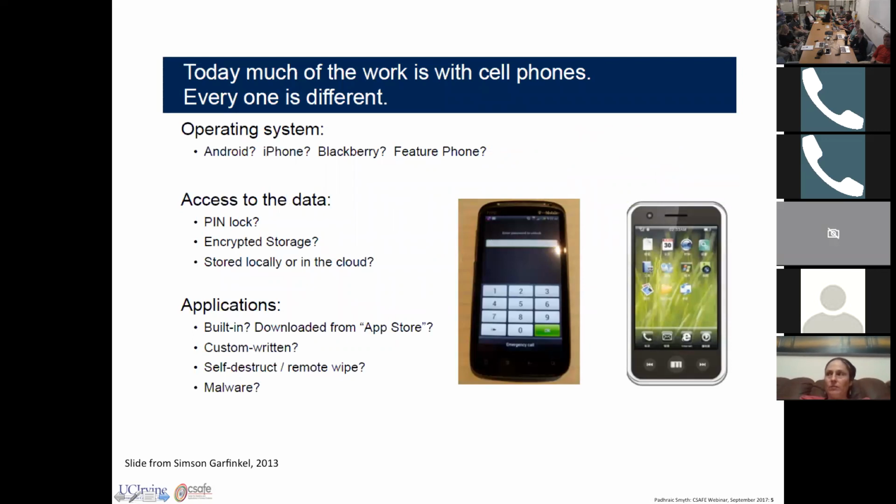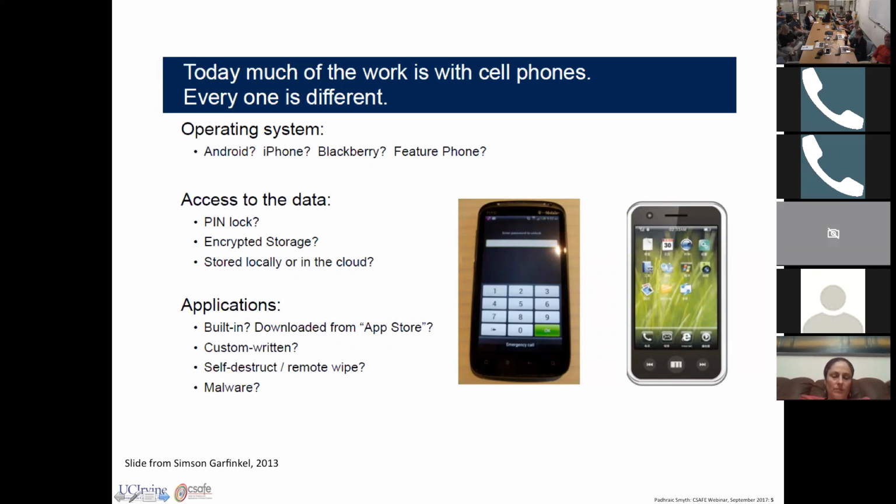As an example, this is a slide from Simson Garfinkel. If you just look at cell phones, there's quite a lot of technology that has to be developed just to get the data off cell phones. The operating systems change frequently, as we know. There's different types of operating systems. Data may be encrypted, it may be stored locally or in the cloud. There's all kinds of different applications, tens of thousands, hundreds of thousands of applications that could be on the cell phone.